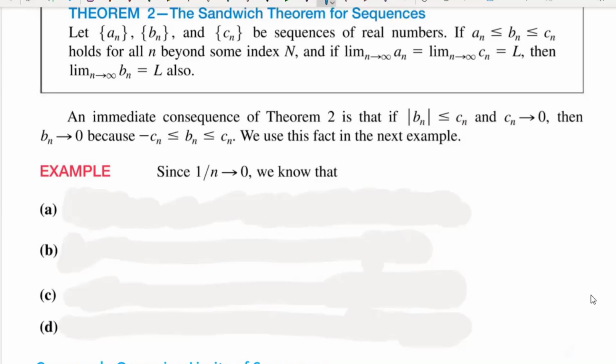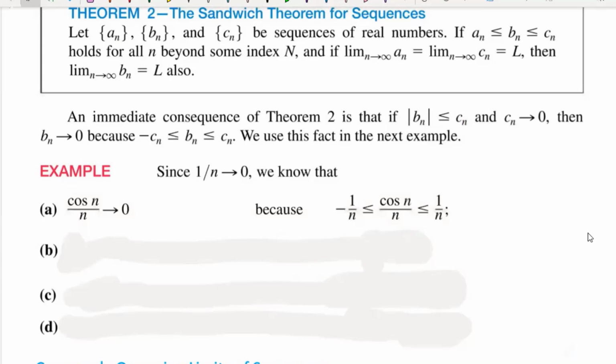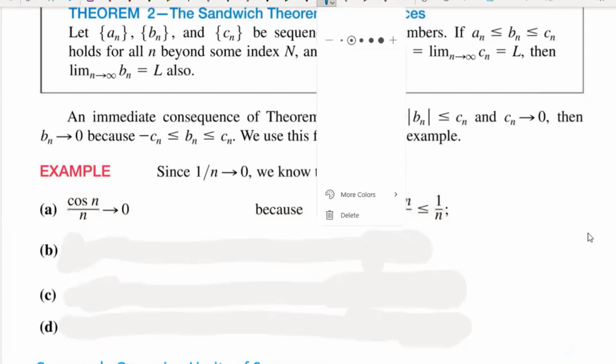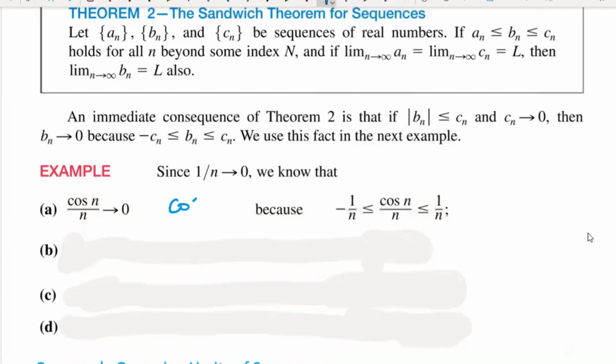So, for example, you can show that the cosine of n over n converges to 0 by just remembering that the cosine of n has to be somewhere between 1 and -1. So that means that cosine of n over n has to be between -1 over n and 1 over n.